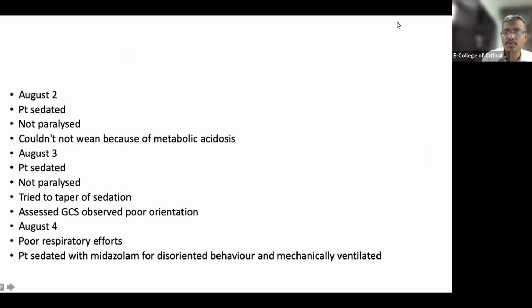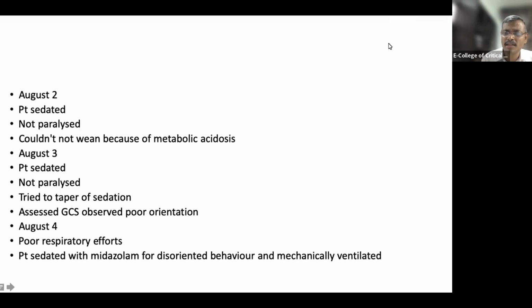So in August 2, I myself explain. He is sedated and not paralyzed, same thing. August 3, again sedated, not paralyzed. Try to taper sedation, assess the GCS, poor orientation. I told about delirium. Look at the delirium. The most common cause of delirium is sedatives, immobility, and not involving the attenders, not knowing the timing, either day or night. Delirium, you can read about those. Delirium is an important point.